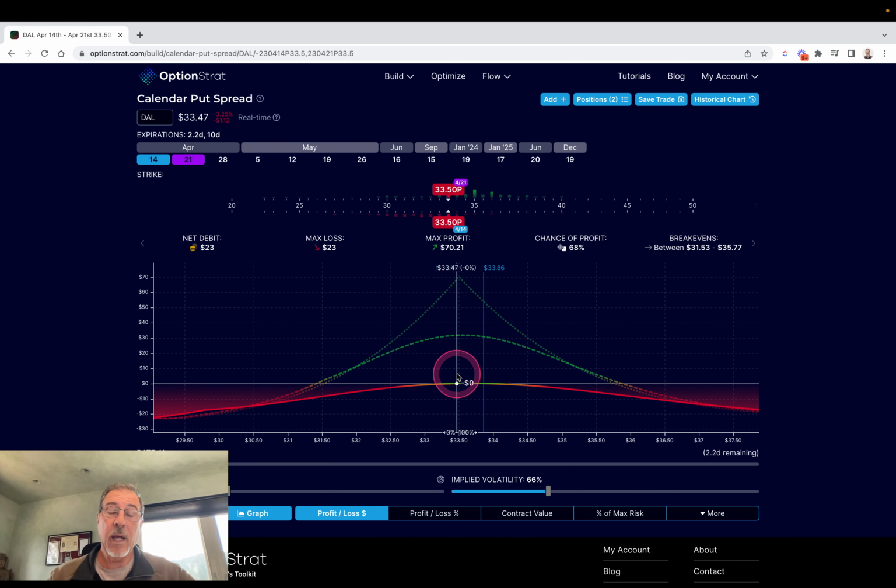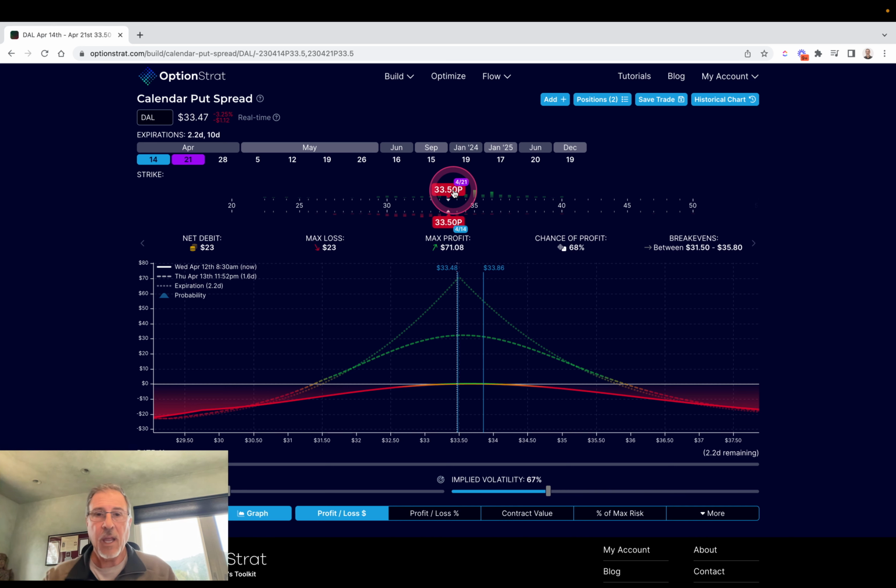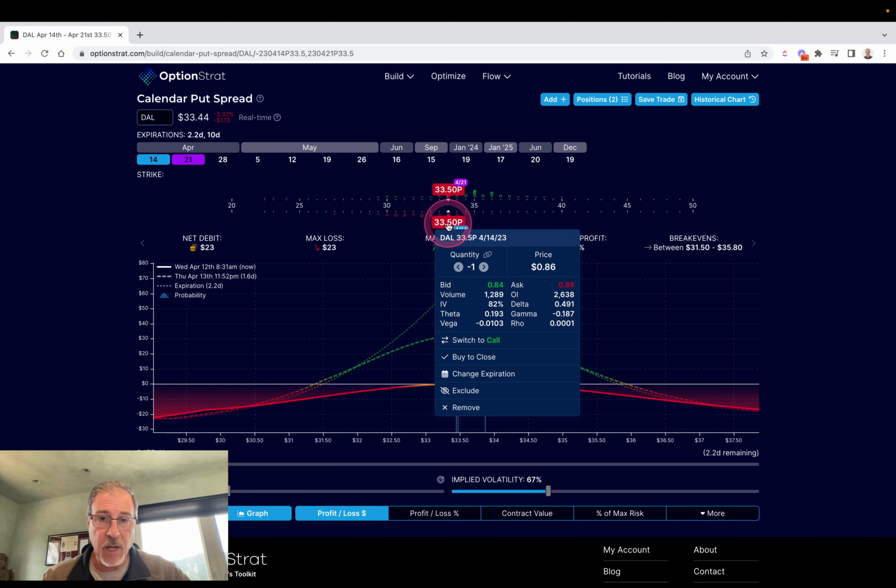Now, one additional thing you need to understand about calendar trades: you can't let this one expire on Friday without doing something with this one. That gives you additional risk. Even though this one is long, it is going to continue to decay up until next Friday. So if we take this one out of the picture, let's just say this one expires, so I'm going to exclude it.